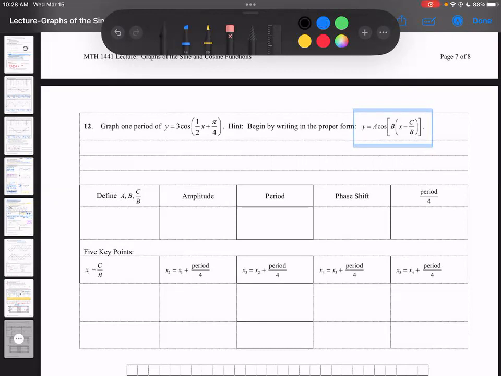So I start out y equals 3 cosine of 1/2 being factored out. What's left is x plus pi over 4 times 2 over 1, because when you factor out 1/2, you're going to account for that. You can check by distributing back. 1/2 times x is 1/2 x. 1/2 times this, 1/2 and 2 over 1 cancel, which is 1. So pi over 4. So it checked.